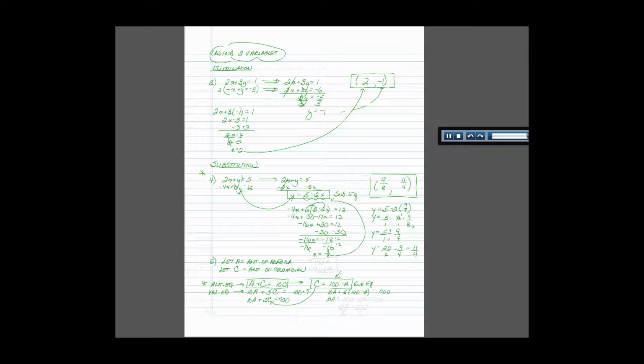So 10A, you know what the answer is going to be because we've already done this, equals 700. We ended up with 5A equals 200, subtract 500 from both sides, divide by 5, and you get the same exact answer we got the first time. The amount of Arabica is 40 pounds, so the amount of Colombian is 60 pounds. It's just a matter of how you think about it.